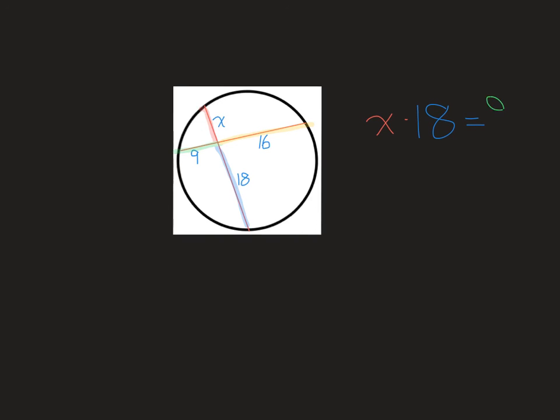So again, these chords do intersect inside, so that means we're going to be multiplying the two pieces together. And then we had 9 times 16 on this other side. Okay, so 18 times x gives me 18x. 9 times 16, let me do that quick. 9 times 16 is 144. So then to get the x value, we just need to do 144 divided by 18. So my x equals 8.